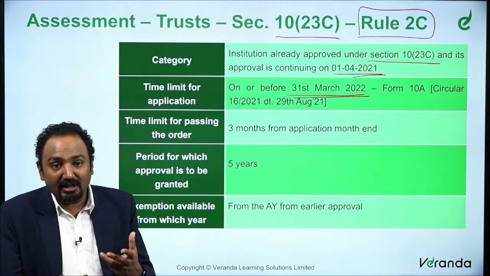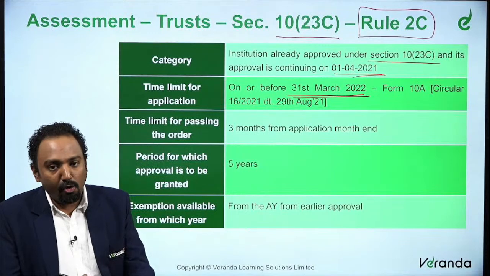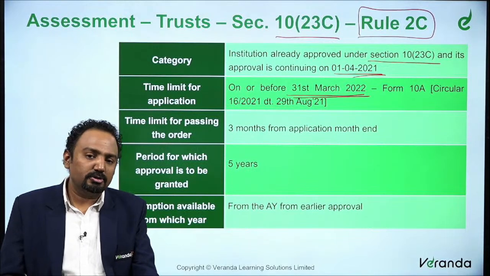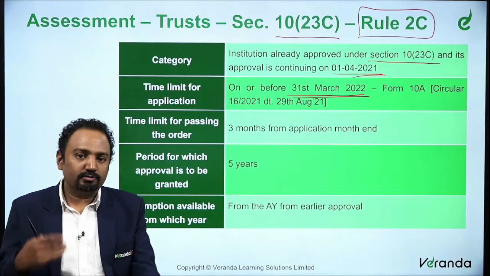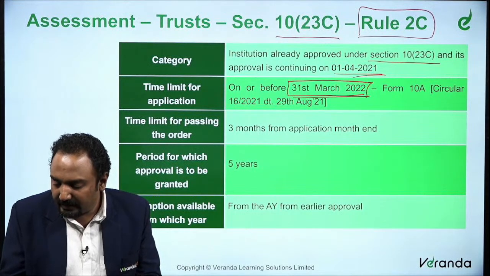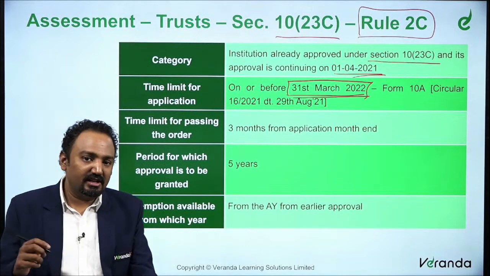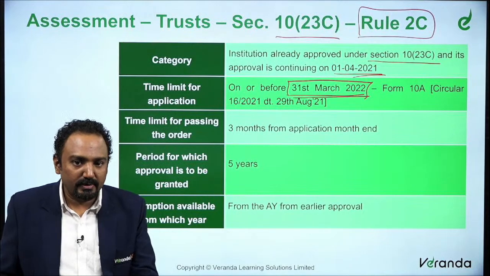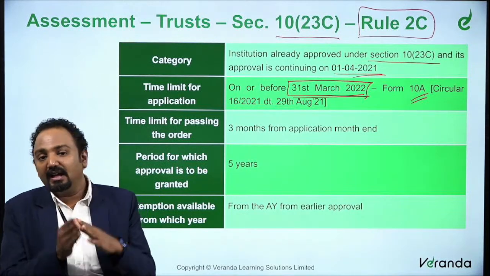In fact, this 31st March 2022 is not a straight deadline. Because of COVID and other things, it was extended to 31st March 2022. Otherwise, it is only 3 months. Now it has been postponed due to the COVID situation. Finally, the deadline is 31st March 2022. It has been given in Circular 16 of the year 2021. So currently the due date for filing is 31st March 2022, and the form to be used is 10A. So the application has to be made in 10A.